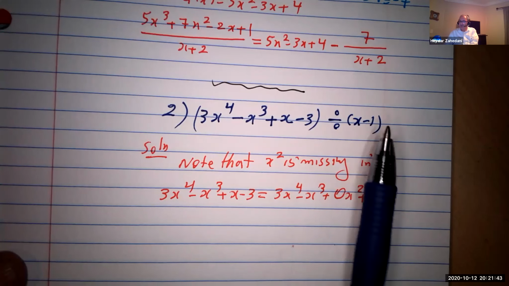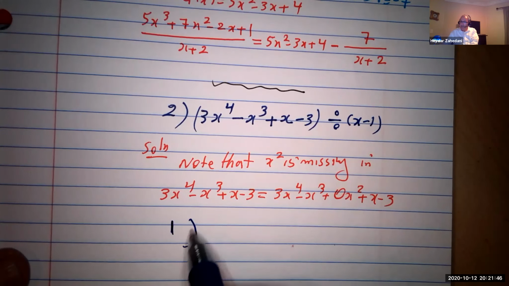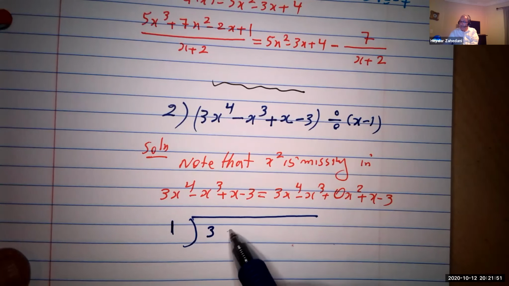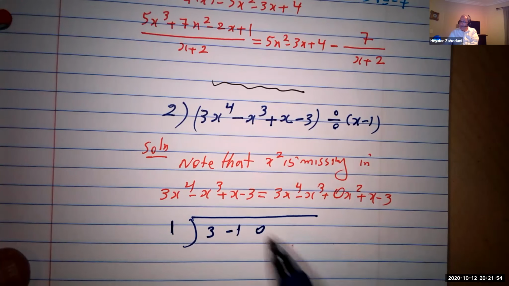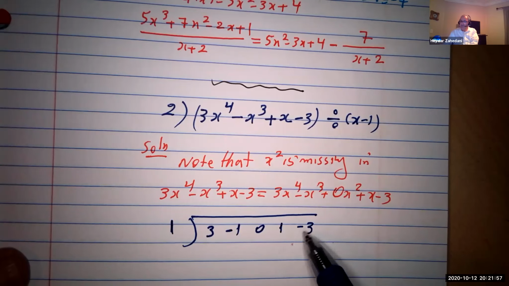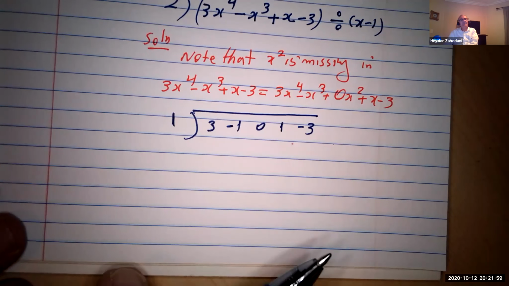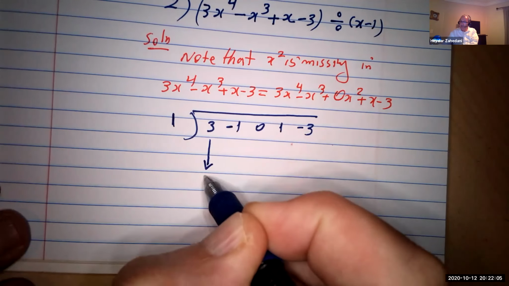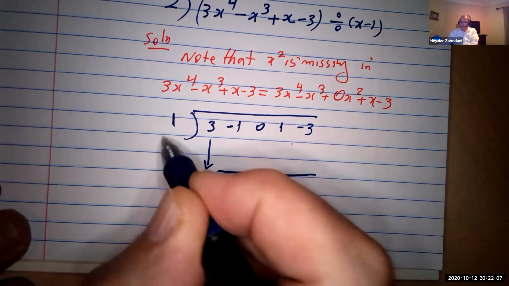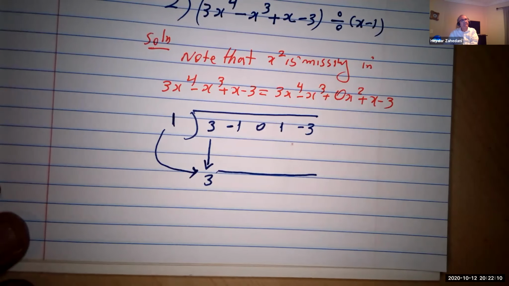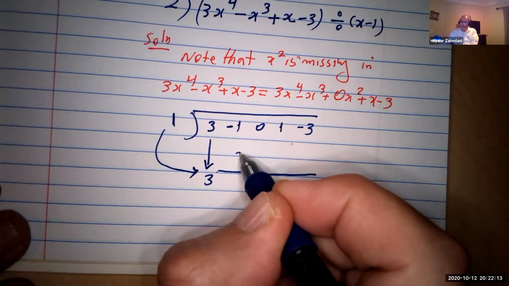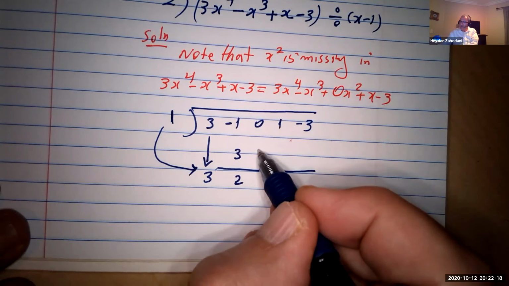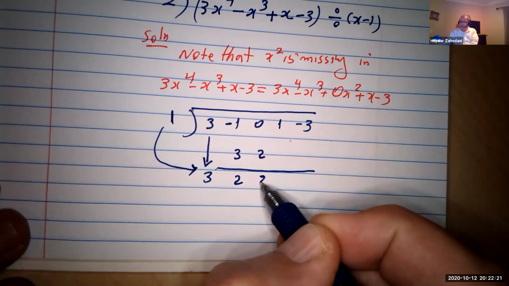The negative one, we change it to the positive one. And the coefficients of this polynomial are 3, -1, 0, 1, and -3. Bring down the first coefficient. Start multiplying. 1 times 3 would be 3. So you add to get 2. 1 times 2 would be 2. You add, we get 2.